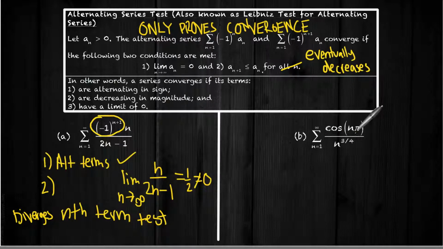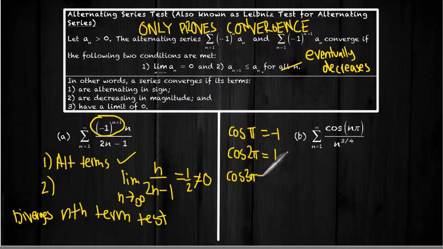Cosine of n pi over n to the 3/4. Now, at first glance, this does not appear to be an alternating series. However, if you plug in various values of n, let's say we'll start with 1. So you have cosine of 1 pi. That's going to be -1. And then you have cosine of 2 pi. That's going to be 1. And then you have cosine of 3 pi. That's going to be negative 1, and you can see the pattern.